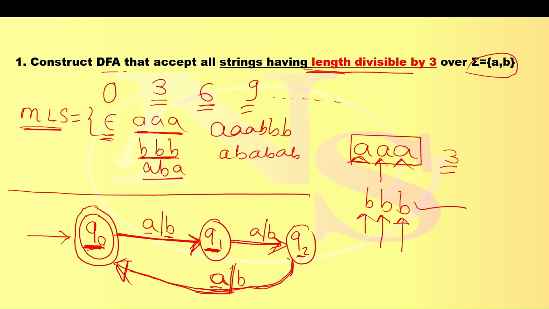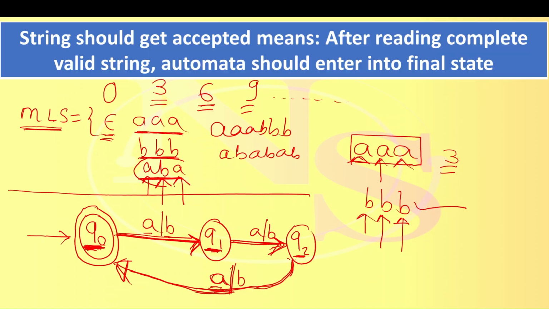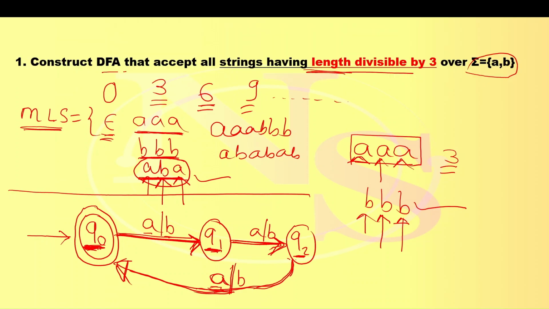If I want to check for ABA, the automata starts with the symbol A, starting state Q0. Q0 reading the first A goes to state Q1. Q1 reading the second symbol B, the automata goes to state Q2. Q2 reading the third symbol A, the automata goes to state Q0. Q0 is a final state, hence ABA is accepted. As by reading ABA the automata is reaching the final state, hence ABA is accepted.